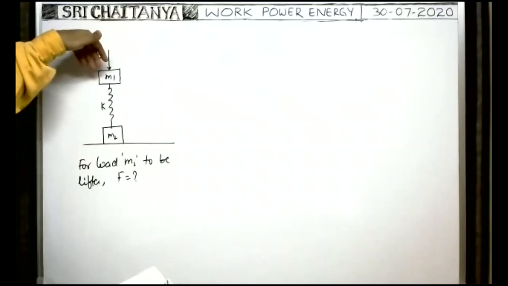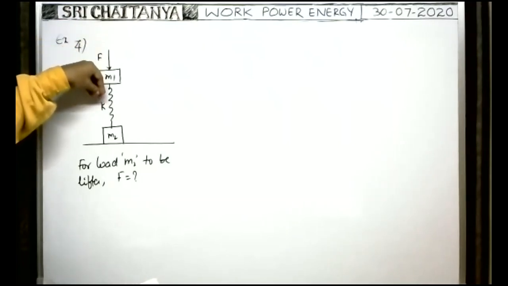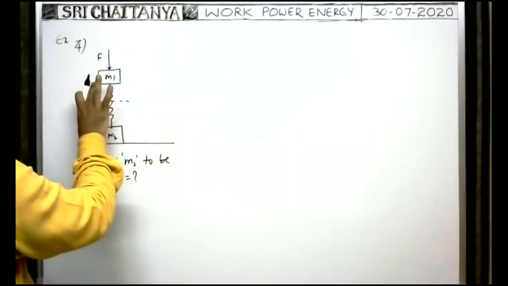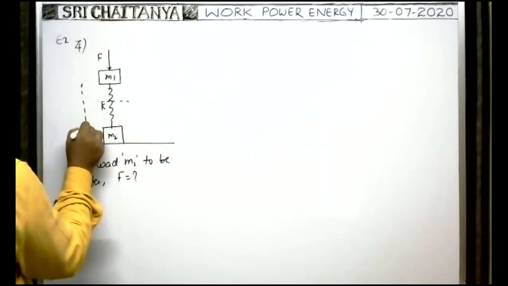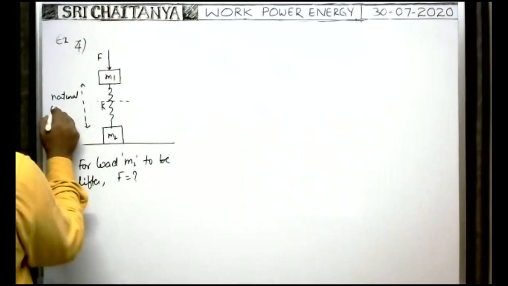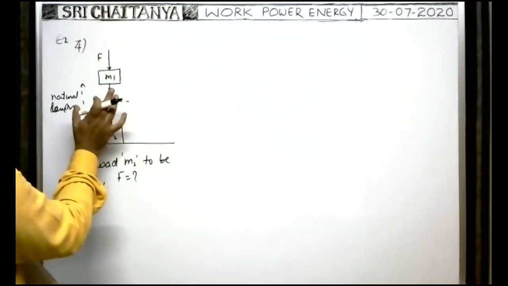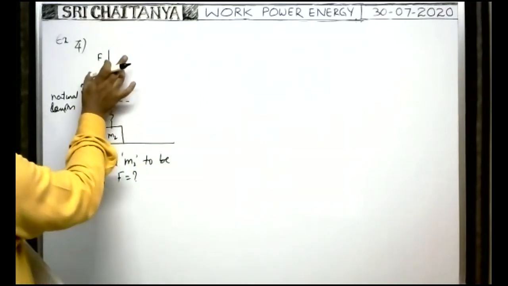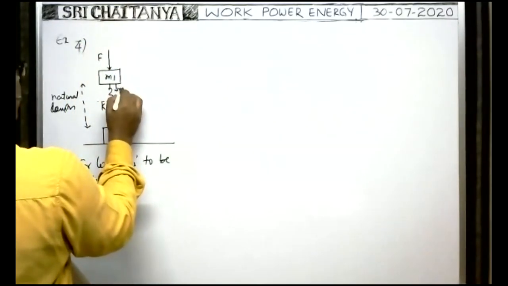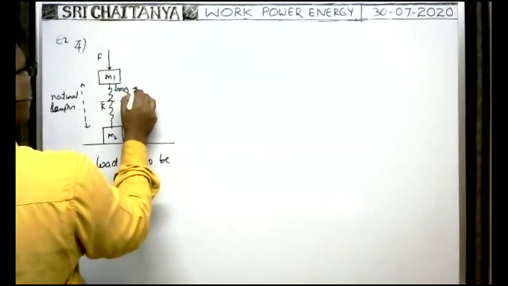In this position, on the block of mass M1, a constant force F is applied and it is pushed down, so that there is some compression in the spring. This is the natural length of the spring. Natural length means there is no extension or compression. Whenever the spring is at natural length, the block M1 is pushed down with a force F, so that the weight of the block acts vertically downwards and the force applied also acts downwards, so that the block displaces.